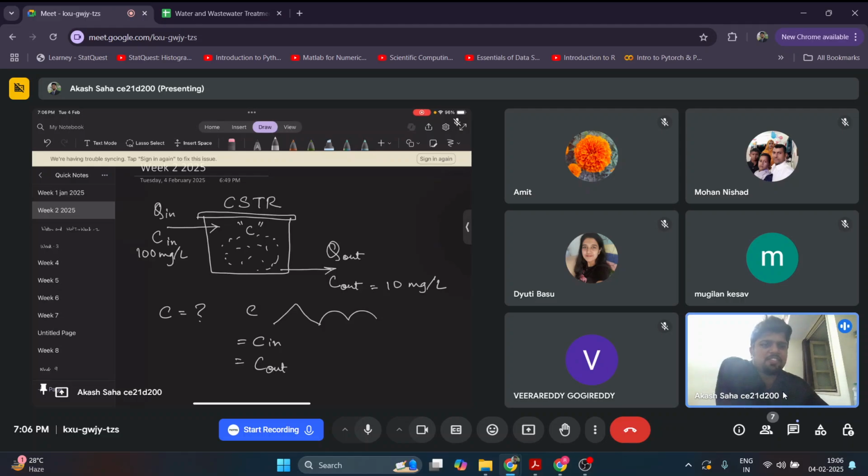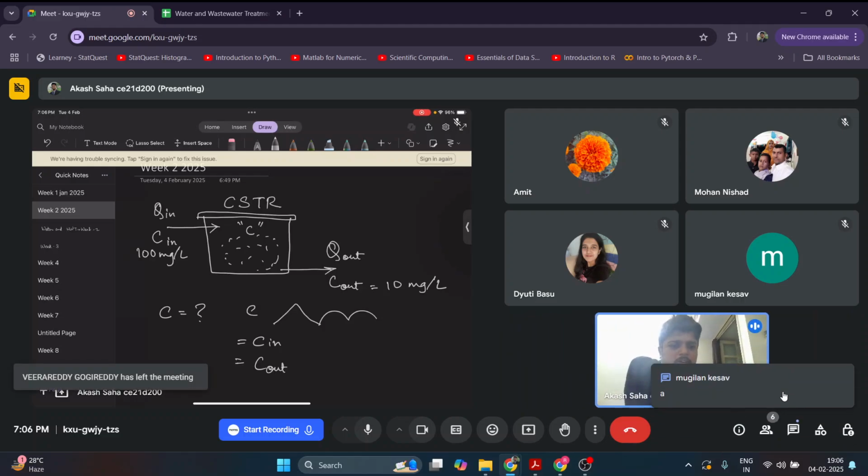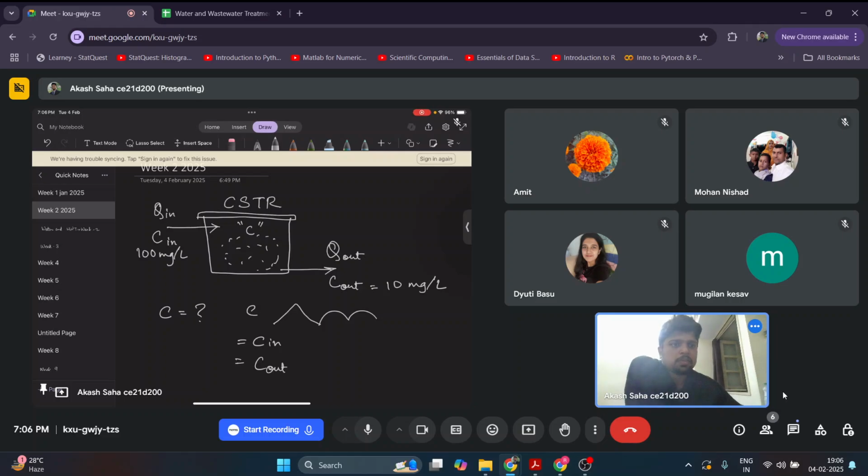Any idea, any rough guess? What do you think? What should be the concentration? Should it be more than 100, less than 100, or would it be varying with time, or what? Most of you will think that it must be varying, right? If it is inside the reactor, the concentration must be varying, and after a particular point, we will take it out. But you should keep in mind that all these things are derived at some steady state condition.